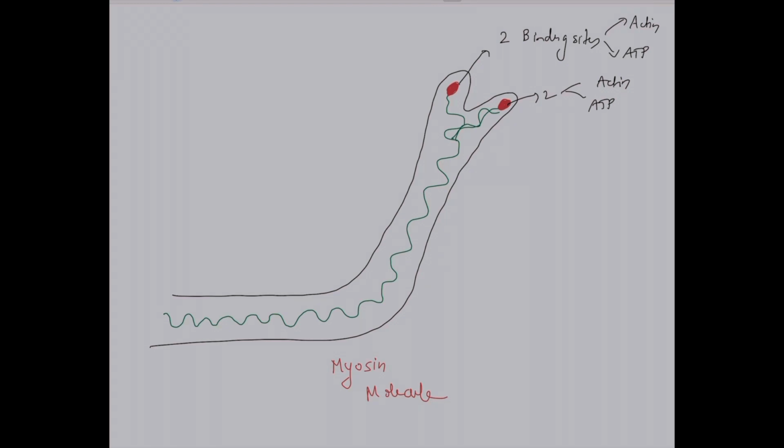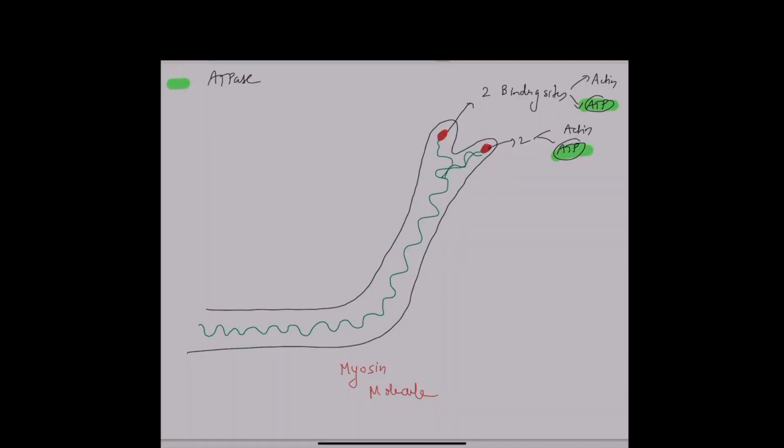The ATP binding site functions as an ATPase. So this one here, let's shade it. This one here functions as an ATPase. ATPase is an enzyme. Now let us continue with the myosin molecules.